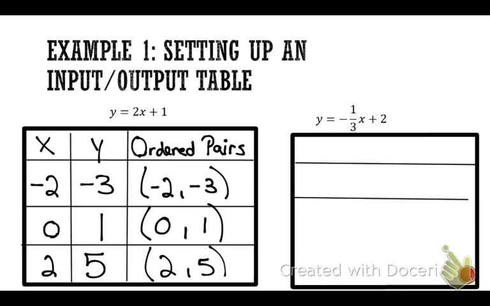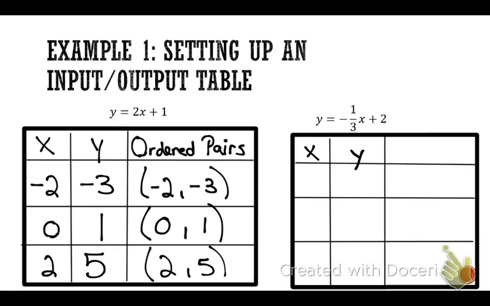All right, so I have x. And I have y. And then I have my ordered pairs. Sometimes I'll just abbreviate it OP if I don't have enough room. OP for ordered pair. All right, so now here's my, are y'all still setting it up? Okay, I'll give you another couple seconds.